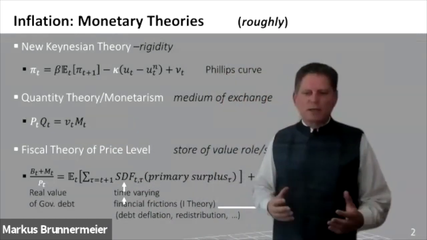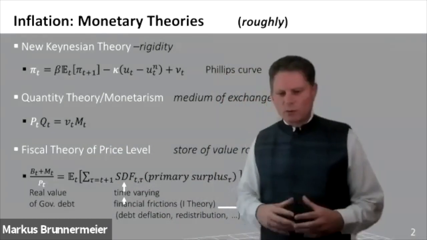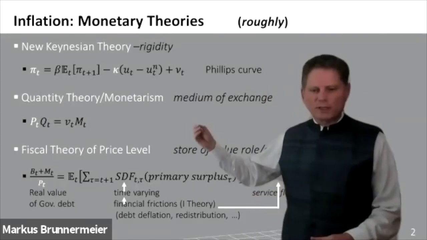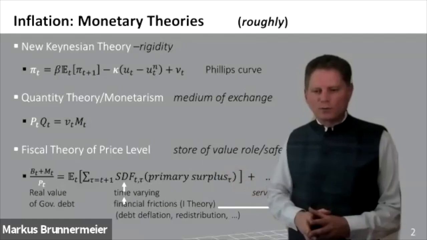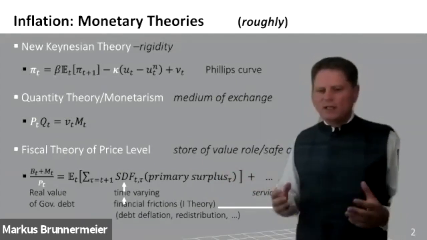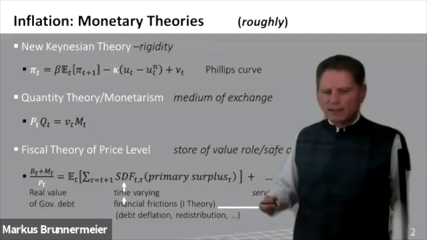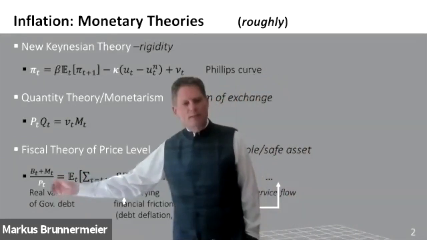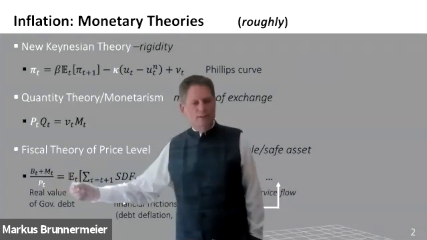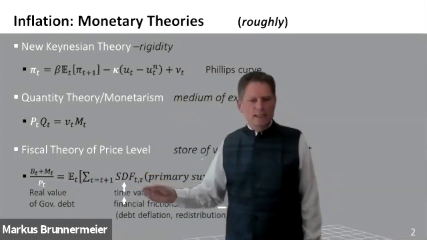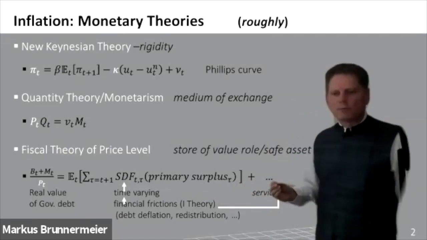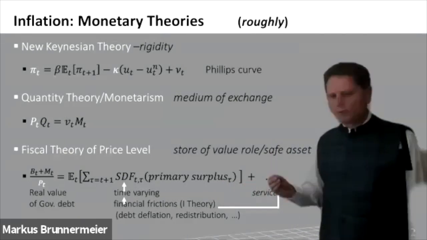More recently became more prominent the fiscal theory of the price level, or generally fiscal theory of inflation, which emphasizes not the medium of exchange role of money, but the store of value role of money, or the safe asset role. And the key equation for the fiscal theory of the price level is that the value of government bonds together with the money divided by the price level, so the real value of all the government debt outstanding and the money outstanding, is equal to the discounted present value of the primary surpluses plus some other term. And we will talk about this other term a lot today to understand that.